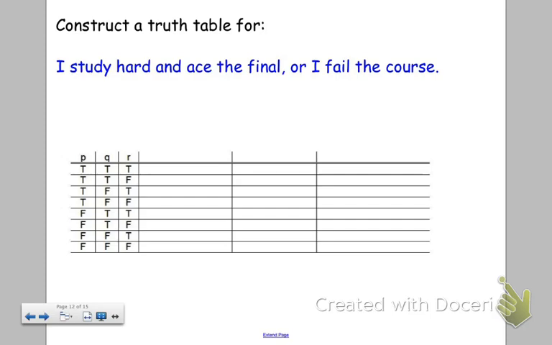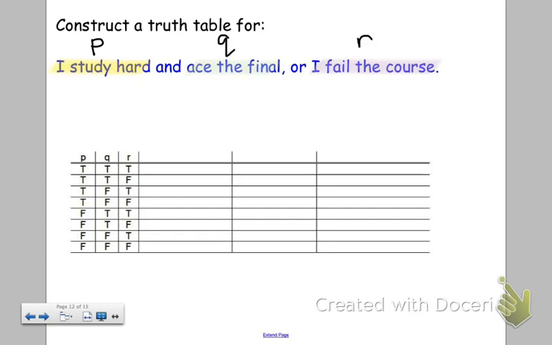Okay, I have I study hard. We'll call that statement P. Okay, I have ace the final. We'll call that statement Q. And I also have I fail the course, we'll call that statement R. So I have three statements in this truth table, P, Q, and R.